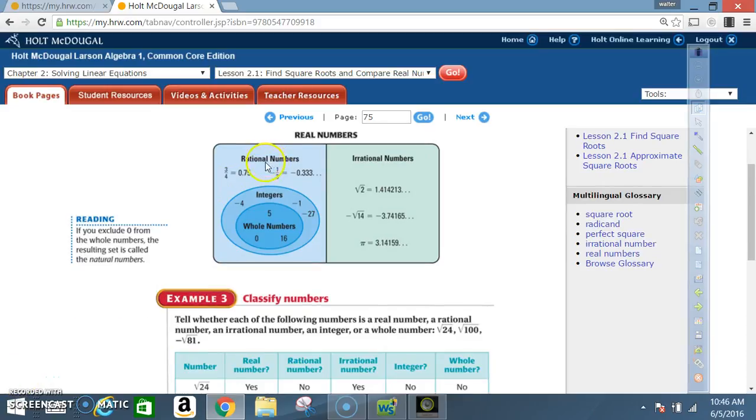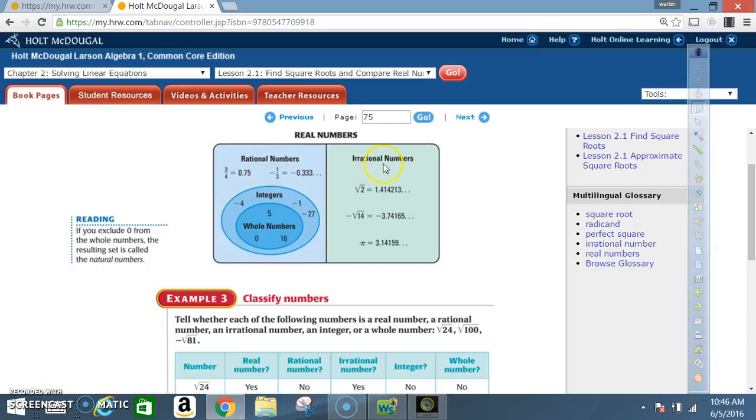Also notice that rational numbers repeat, like 0.3333. Rational numbers terminate, in this case 0.75. Nothing's after that, so they terminate. Also notice rational numbers can be expressed as a fraction, 3 over 4, negative 1 over 3.